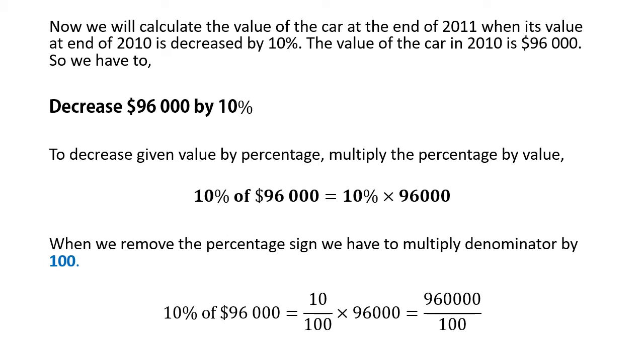Now we will calculate the value of the car at the end of 2011 when its value at the end of 2010 is decreased by 10%. The value of the car in 2010 is $96,000. So we have to decrease $96,000 by 10%. To decrease a given value by a percentage, multiply the percentage by the value as shown. When we remove the percentage sign, we have to multiply the denominator by 100 as shown.